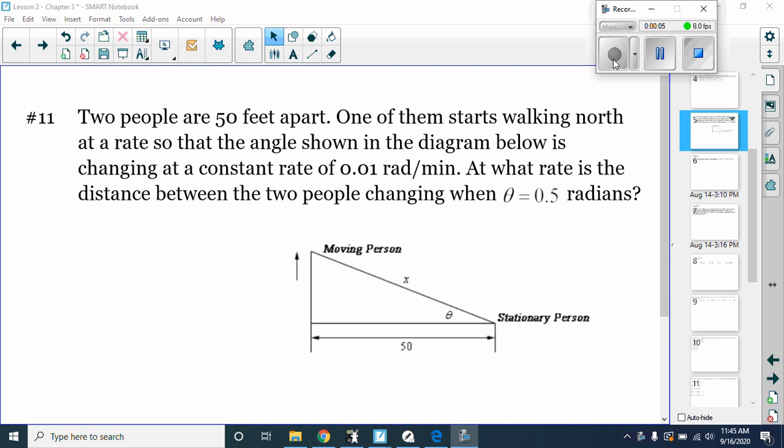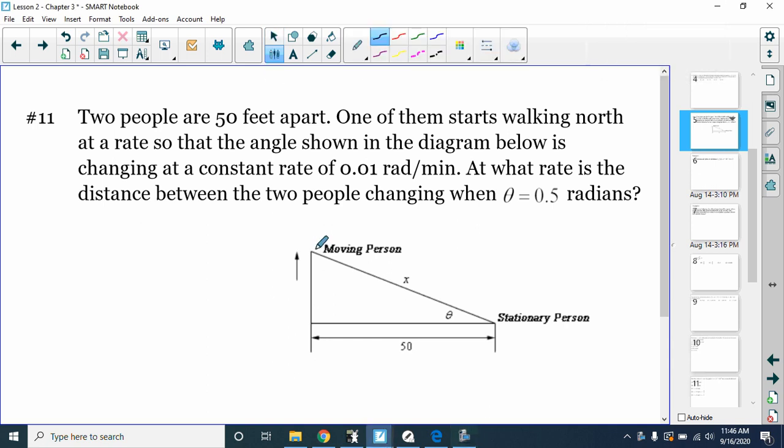This is the last problem from lesson 1 that we skipped last time. It is on related rates. It says we've got two people, they're standing 50 feet apart, and then one of them starts walking north. It says that the angle increases at a constant rate of 0.01 radians per minute.